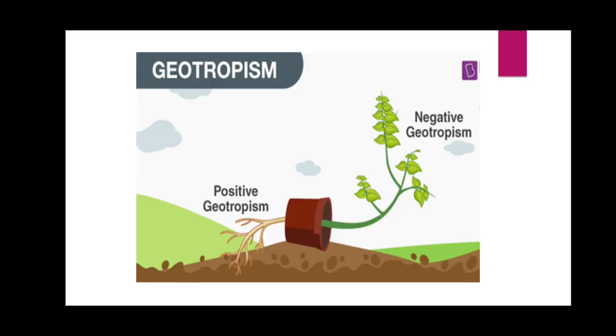Here is an example of the geotropism. Again, it has two types, positive and negative. The leaves and the shoots show the negative geotropism, whereas the roots show the positive geotropism.